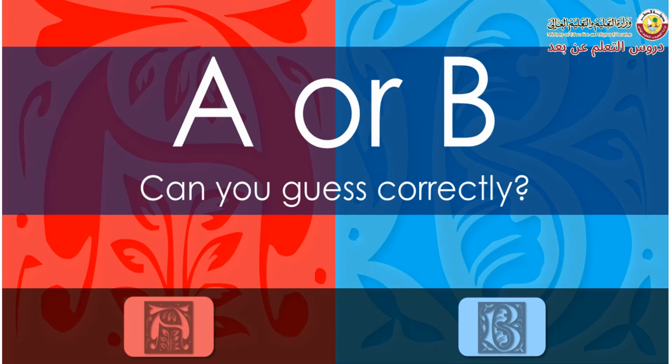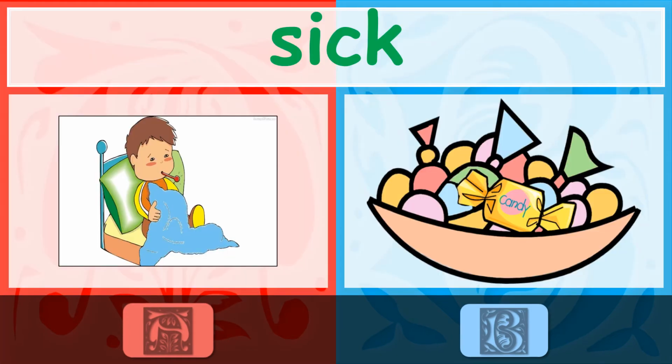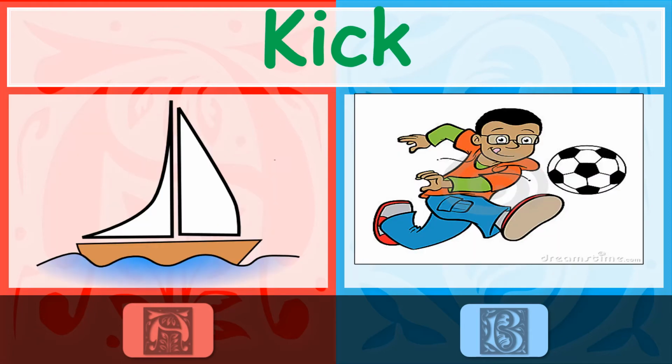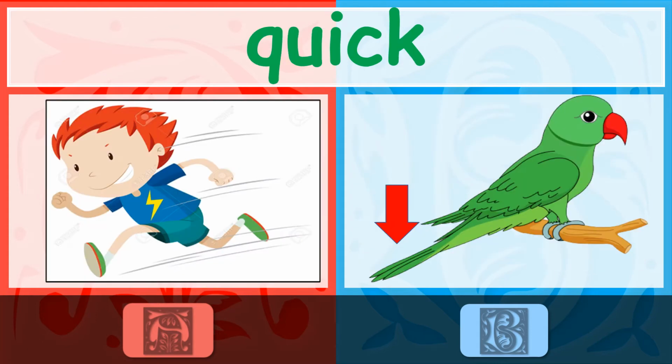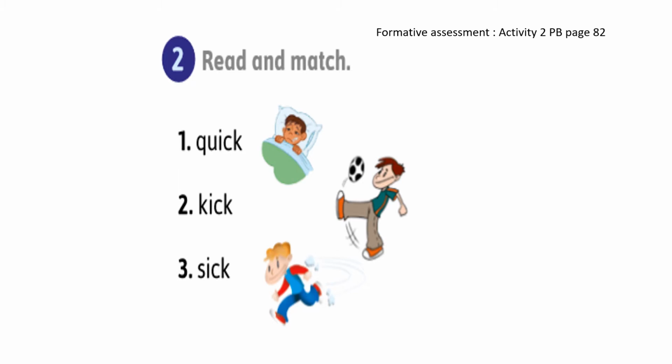Can you guess correctly? A or B? Sick. What is the right picture? A or B? The right answer is A. Very good. Kick. What is the right answer? A or B? B. Very good. What is the right answer? Quick. A. Very good. Now we come to do formative assessment.